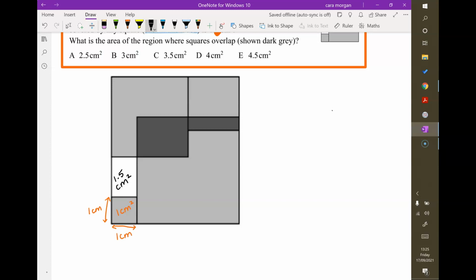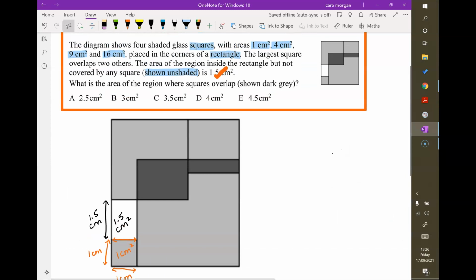I can now see actually that that white unshaded rectangle, if that has an area of 1.5 centimetres squared, and its base is the same length as the square below it, I know that 1 multiplied by 1.5 is going to give me that area. So I'm just going to label that length as 1.5 centimetres, because I think that's going to be really useful. Okay, so I've got that clue there.